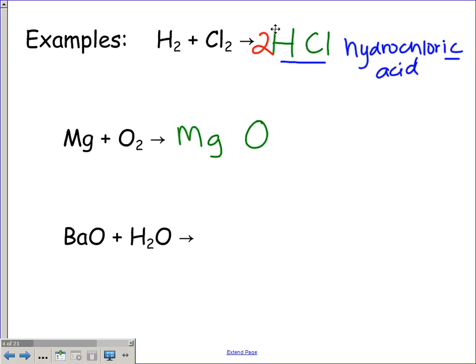Now, if I look at this, I can see that I have two oxygens on my reactant side because oxygen is diatomic, and only one oxygen on my product side. So in order to balance the oxygen, I need to put a 2 in front of this entire compound. Remember that this 2 is going to distribute to everything inside that compound, which means that now I have two magnesiums on my product side and only one magnesium on my reactant side. So I can add a 2 in front of magnesium, and that is going to balance my equation. Now, as a reminder, if I wanted to name this, it would just be magnesium oxide.